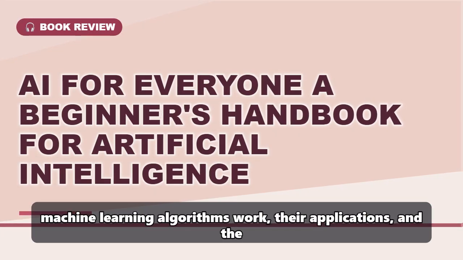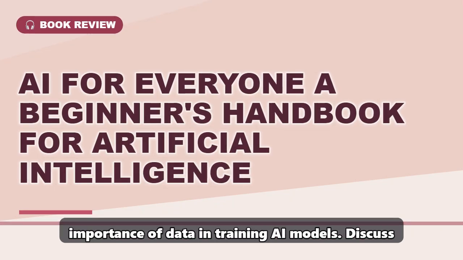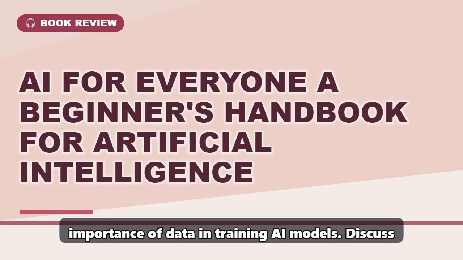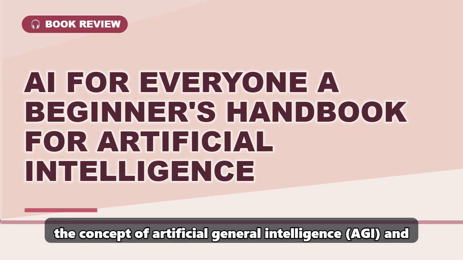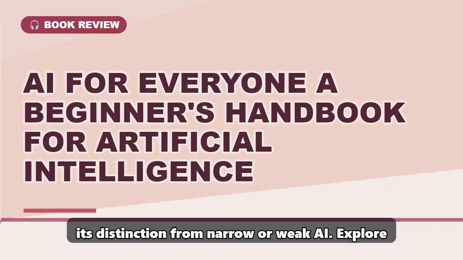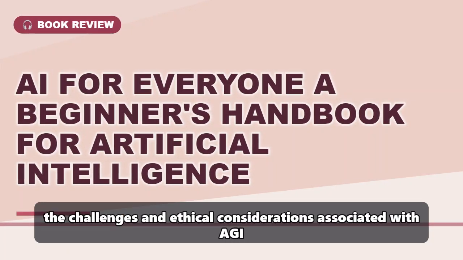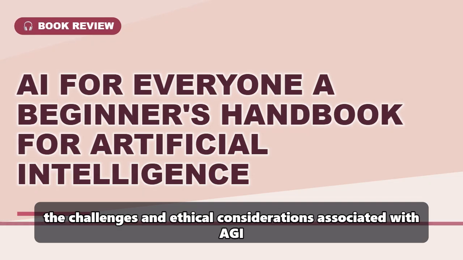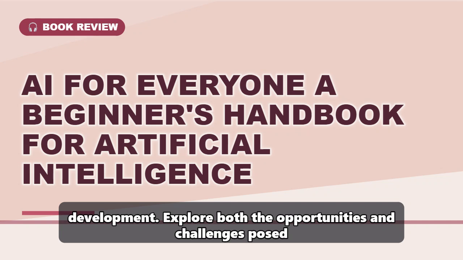Provide examples of how machine learning algorithms work, their applications, and the importance of data in training AI models. Discuss the concept of artificial general intelligence, AGI, and its distinction from narrow or weak AI. Explore the challenges and ethical considerations associated with AGI development.